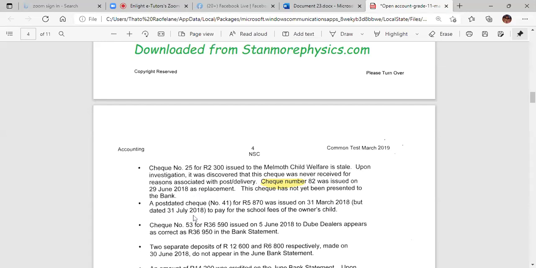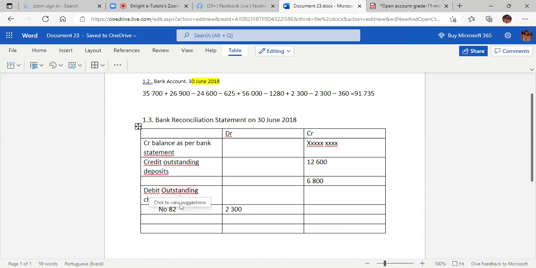So the person who received the check is only going to be able to fetch the money from the 31st of July 2018. So from March up until 31 July 2018, this check is going to appear on the bank reconciliation statement. Do you understand what I'm saying? Should I repeat? Please tell me if I should repeat in the chat box.